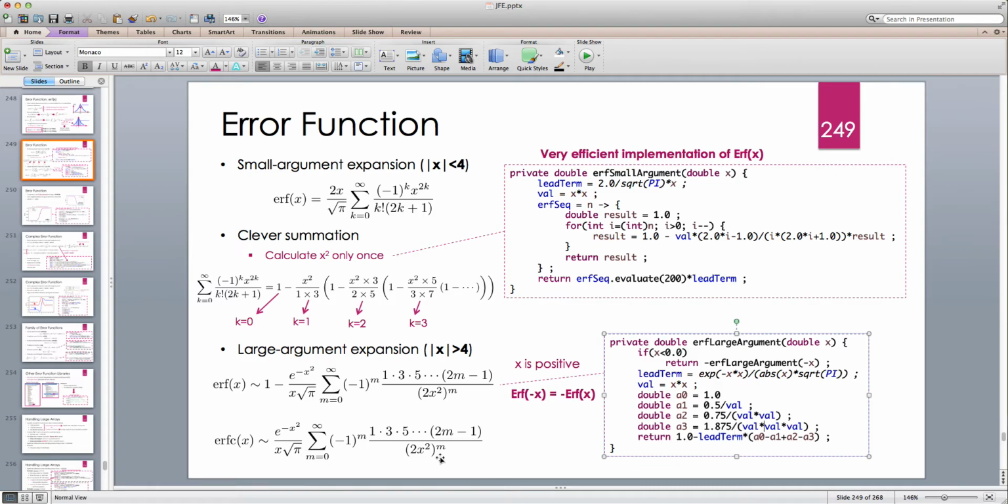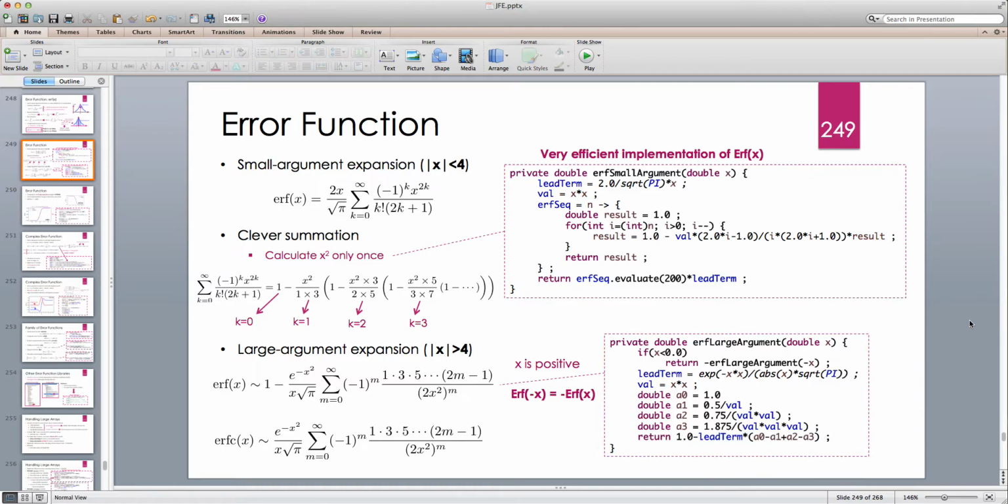All right, so these are the terms, and then I have 1 minus the lead term. The lead term is exponential of minus x squared over abs of x times the square root of pi. I mean, we don't need to use abs here because we already know how to deal with when x is negative, but I'm putting it here for more clarity. And again, the lead term we only calculate once, so a little bit more efficiency. And then 1 minus, note that the sign alternates from positive to negative. So 1 minus the lead term times a0 minus a1 plus a2 minus a3. All right.